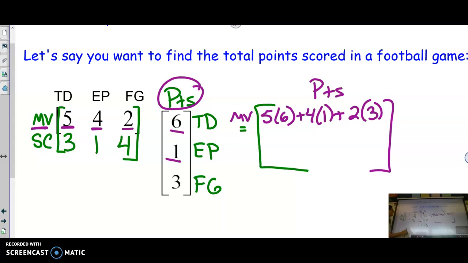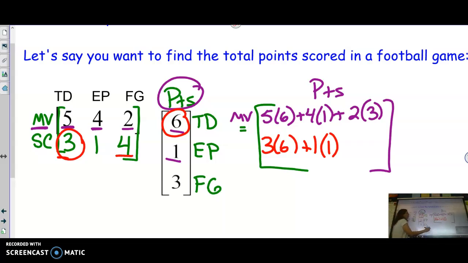Now we would do the same thing for St. Clair. So you take the row by the column again. So 3 touchdowns, 6 points a touchdown. Move over 1, down 1. So 1 extra point is worth 1 point. And then 4 field goals was worth 3 points.